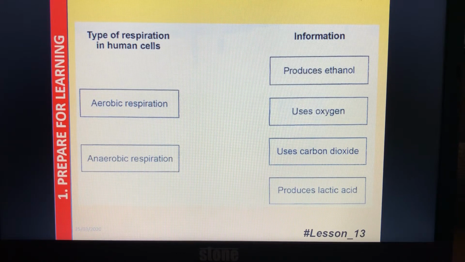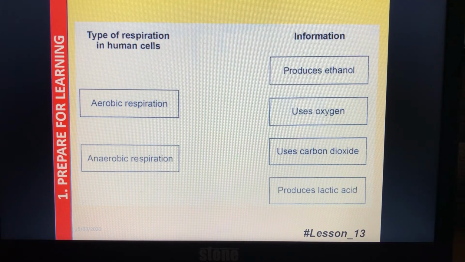So this is an exam question and we've got types of respiration in human cells. That's important because we're not looking at yeast cells in this particular question. Aerobic respiration, anaerobic respiration, and we've got to draw two lines to match each of these things on the left with two of the things on the right, okay? So have a little think, maybe have a little discussion if there's someone to discuss with.